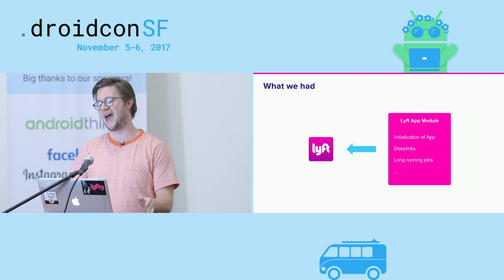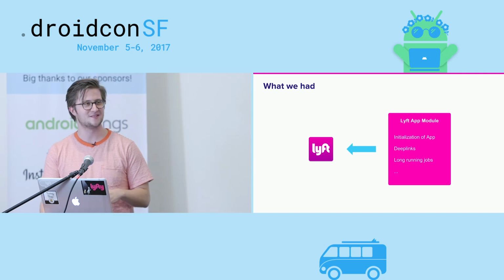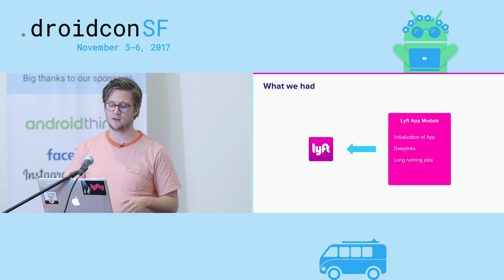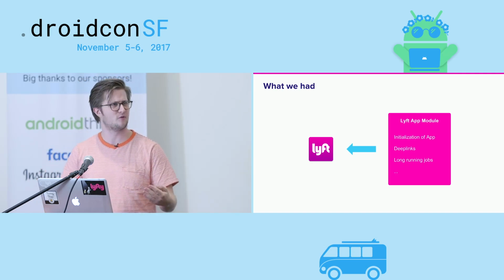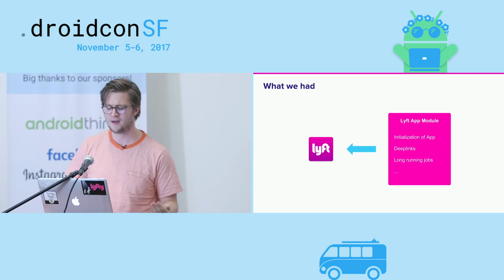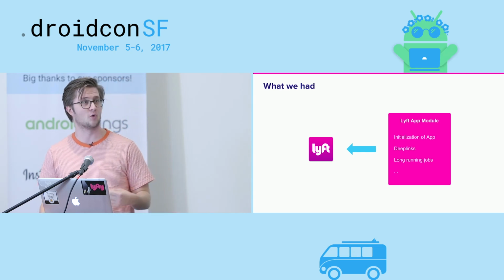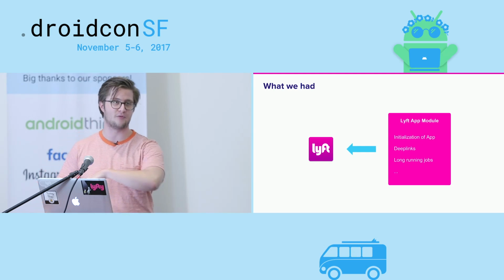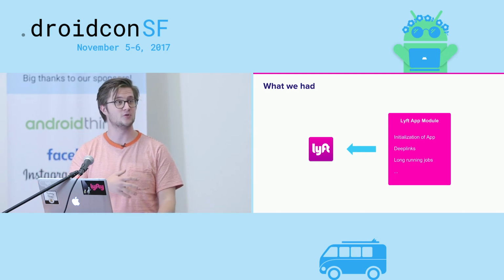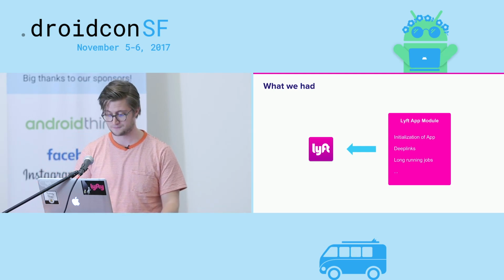But that's not what we had. What did we actually have? We had this monolithic Lyft app module, which owned a bunch of different things, some of which made sense, like the initialization of the app, some of which didn't make as much sense, which I'll go into a little bit later, like deep links or long-running jobs that are running throughout the entire life cycle of the app. And that produced our one app with its two different modes.